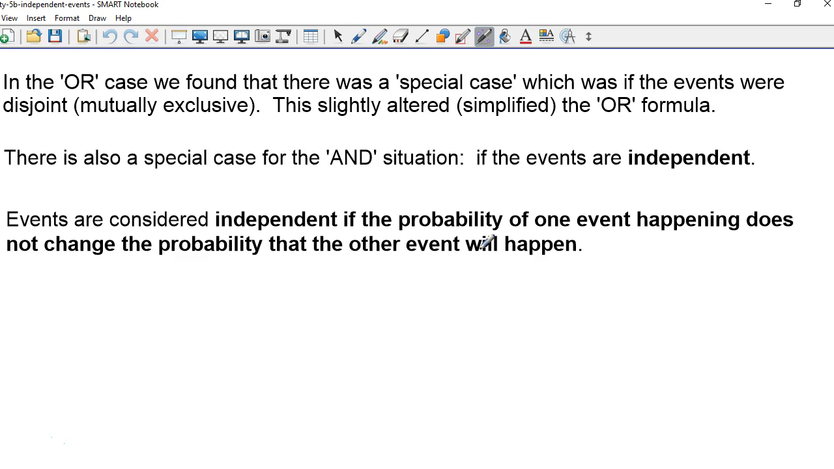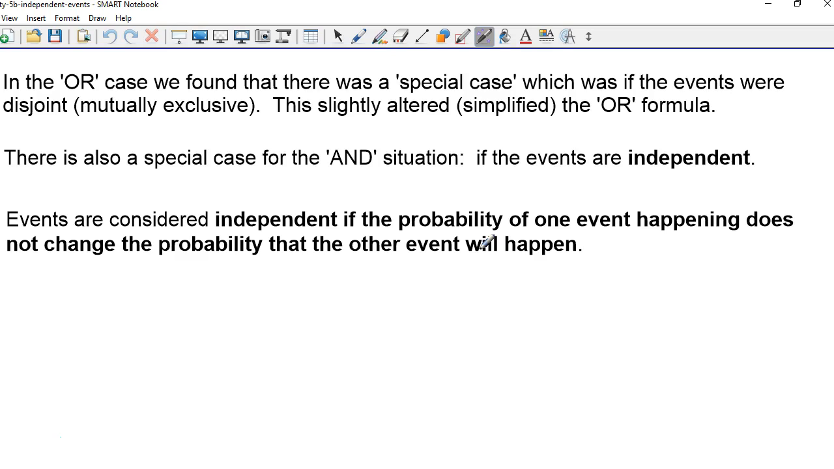And in the OR case, we found that there was a special case, which was if events were not overlapping, then there was nothing to subtract off, and that ended up simplifying the OR formula. So you can go back to Lesson 4 to look at that if you're interested. But there is also a special case for the AND situation we're considering right now, and that's if the events are independent. So let's define events independent this way.